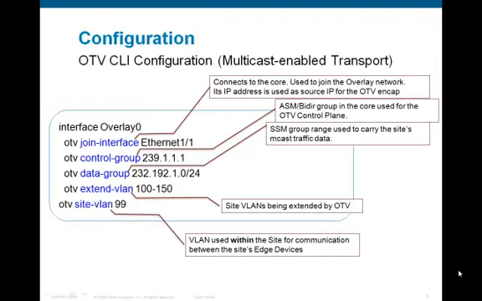The configuration of OTV is quite simple, needing only 5 commands. The overlay interface, your join interface, the control group multicast address, a data group multicast address, the VLANs you wish to extend across the overlay, and a VLAN that's used to communicate between the edge devices.